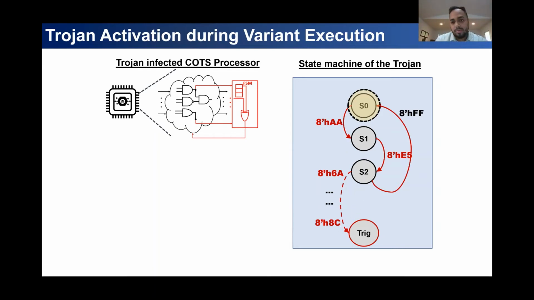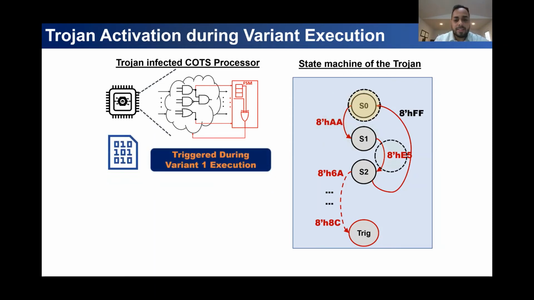So let's say that we run the first variant, and it produces the right internal activity to trigger the Trojan. So you can see that the state machine moved from S0 to S1 to S2 and finally it triggered, and it impacted, say, one of the variables of the program.